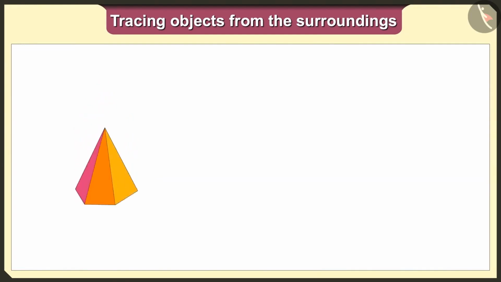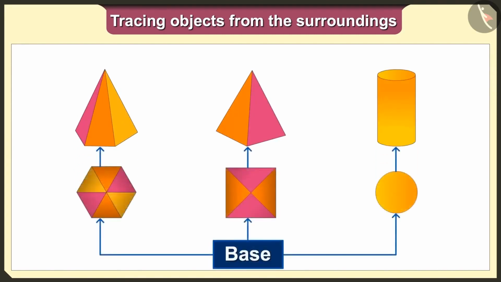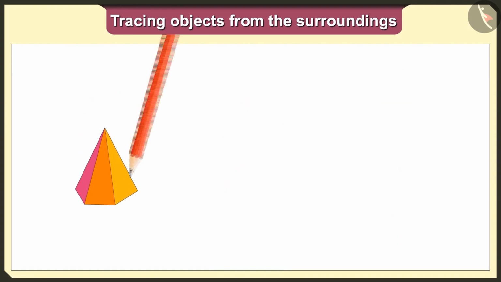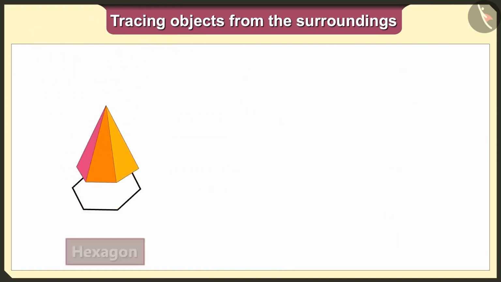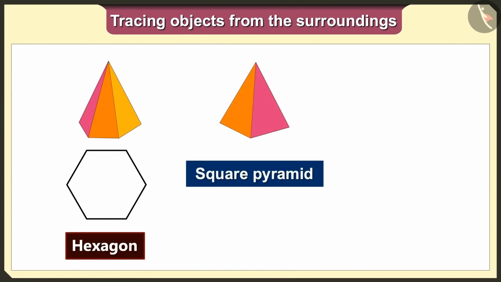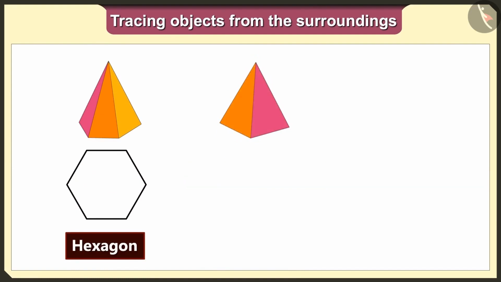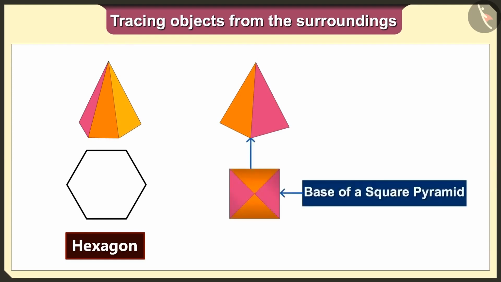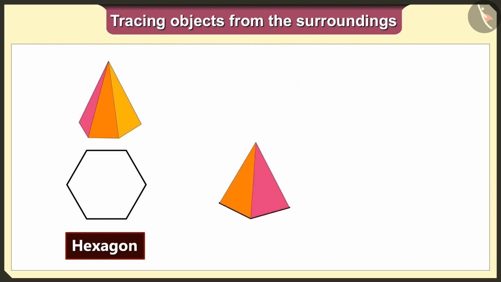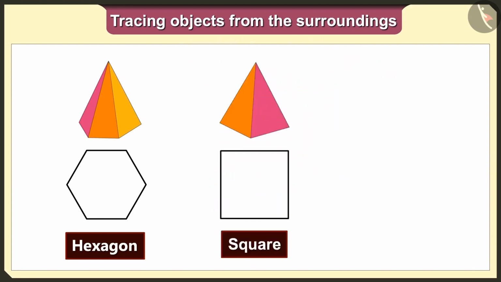Friends, you know what? When we trace any object, the shape we get will be the same as the base. Yes, so when we keep this hexagon pyramid on paper and trace it, we will get the hexagon shape. Now we will trace the square pyramid. Here, the base of the square pyramid is square. Yes, we will get square shape when we trace this pyramid.